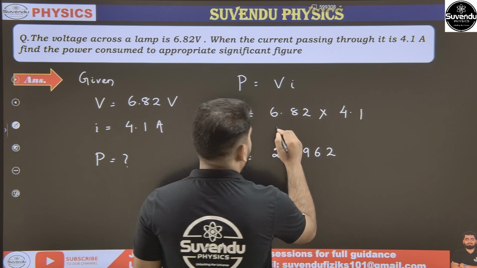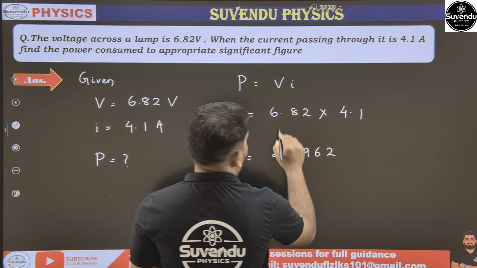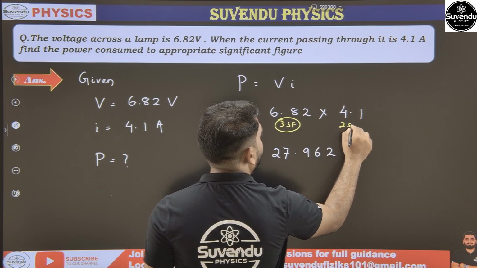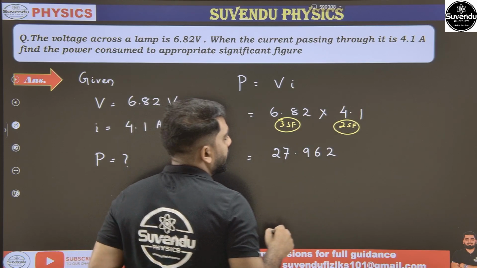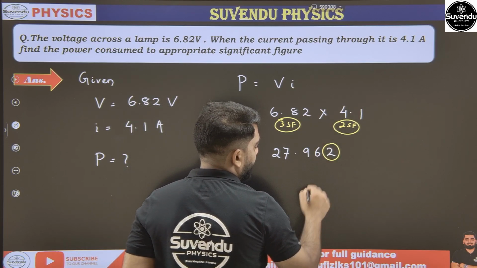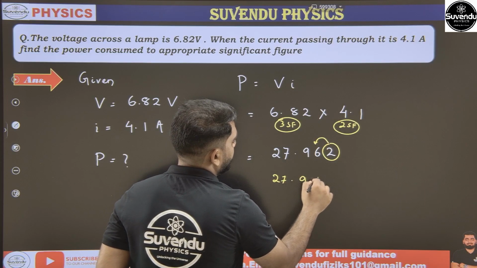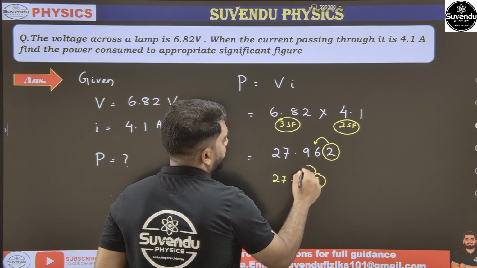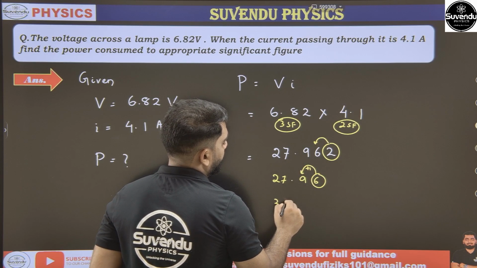So here how many significant figures are available in first part? Three significant figures are available. Here two significant figures are available. So answer should be reported to two significant figures. तो कैसे करना चाहिए? देखो 2 is less than 5, preceding digit left unchanged, so this will become 27.96. Digit to be dropped is 6, 6 is greater than 5, preceding digit raised by 1 unit, तो ये हो जाएगा 10, that means 28.